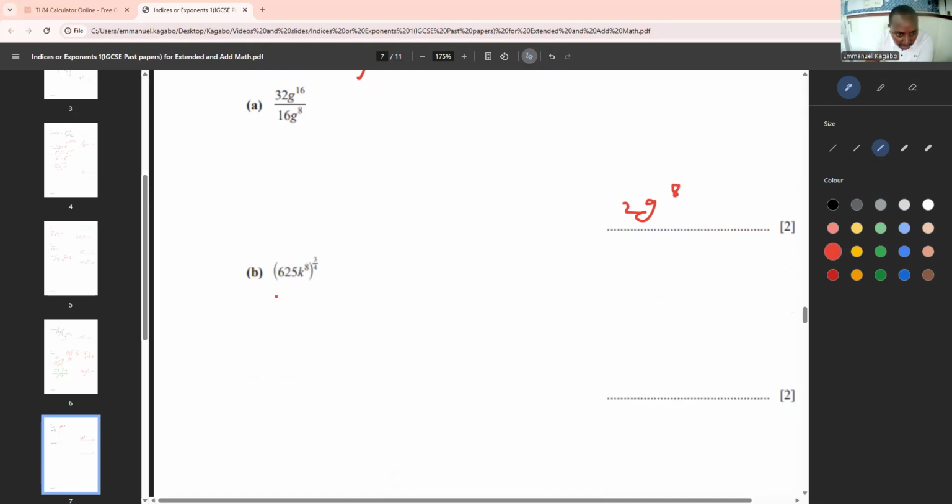Question B, what do we have here? Again, we have a power. You need to express this in power. So it's going to be, this is 5 power 5, right?